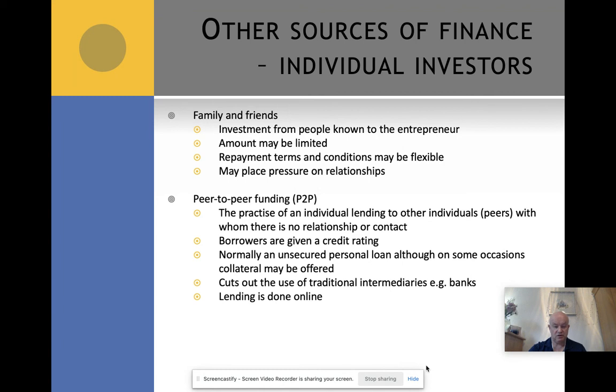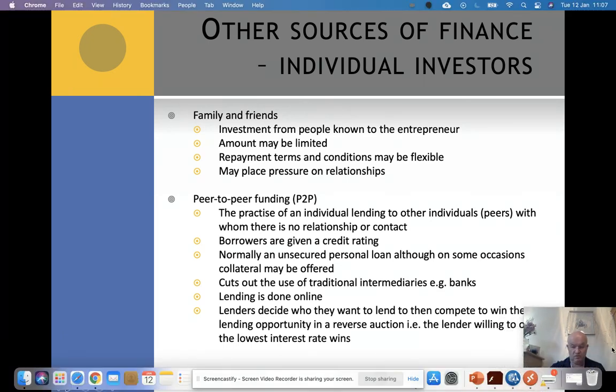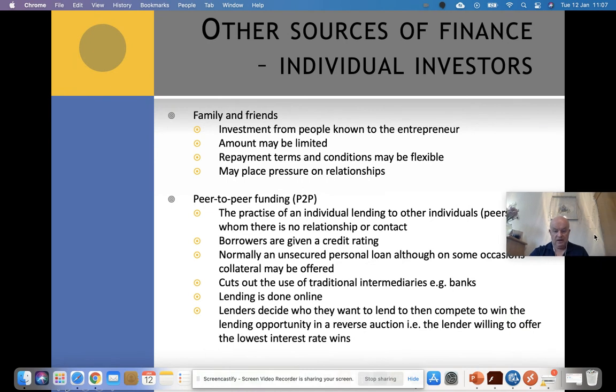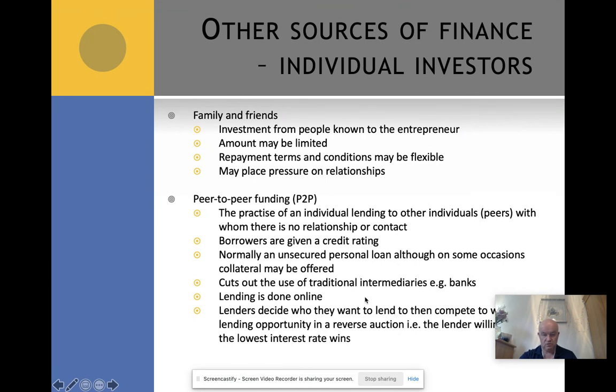Lending tends to get done online via this route, and in some cases a lender might actually choose who they want to lend to, and then compete to win that lending opportunity in some sort of reverse auction. So the lender willing to offer the lowest interest rate wins, sort of thing. So it becomes a bit more competitive, essentially. And obviously that's going to work if you've got a particularly attractive business. And it's not going to necessarily work if it's not the greatest business idea that we're talking about.